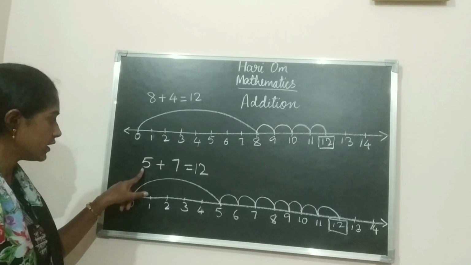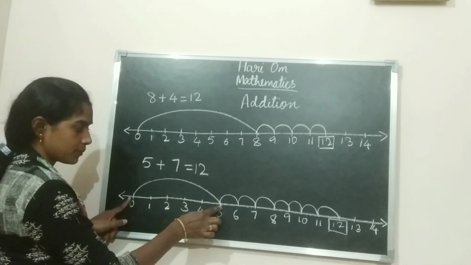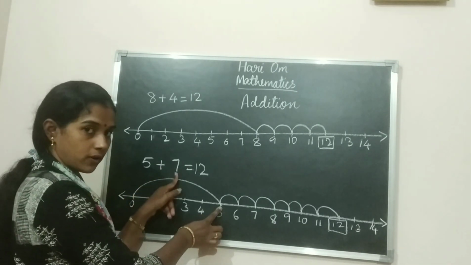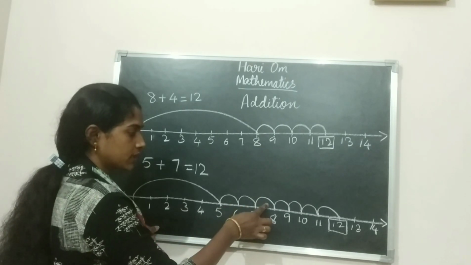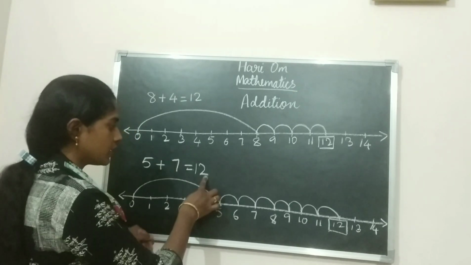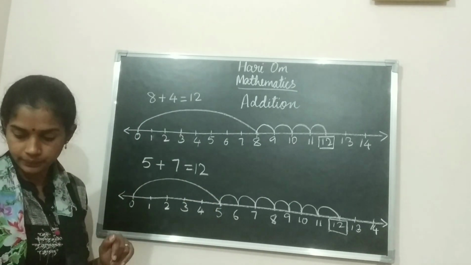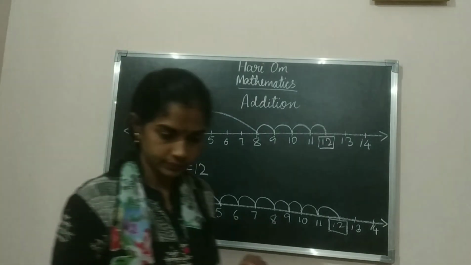So how to solve it? 5 plus 7. From 0 we are going to jump to 5. And then after that, how many times we are going to jump forward? 7 times. So from here, 1, 2, 3, 4, 5, 6, 7. So what is the answer? 12 is the answer. Have you all understood, children? Adding on the number line.